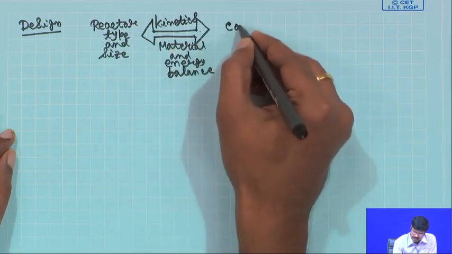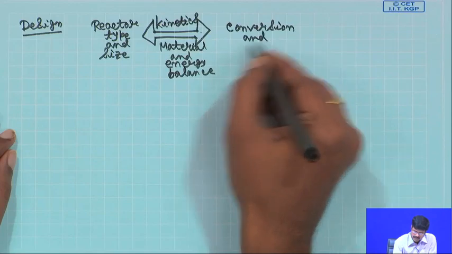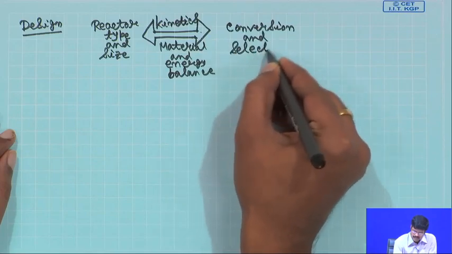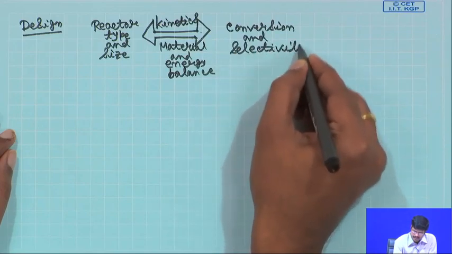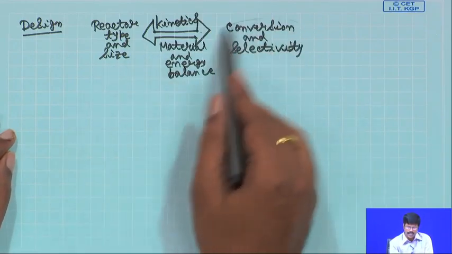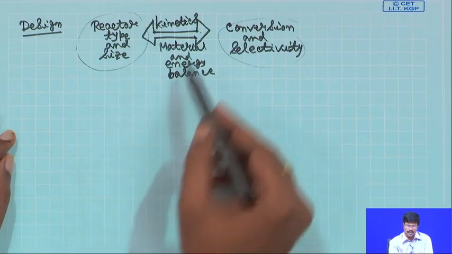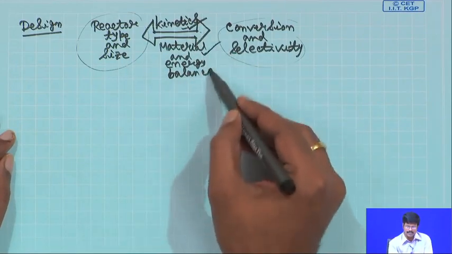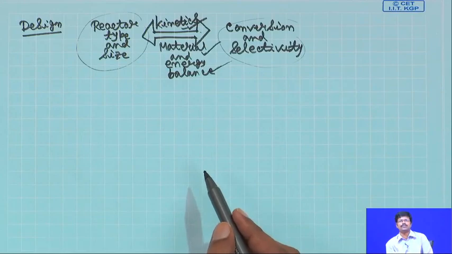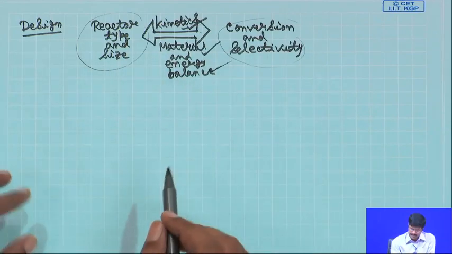So, then you get what you call conversion and selectivity. You want selectivity in the production of your chemical reaction, as well as high conversion. In order to achieve that, you have to decide what kind of reactor you are going to use and what its size is. Kinetics, material balance, and energy balance are going to determine your result. So, in design you have to talk about all these things.